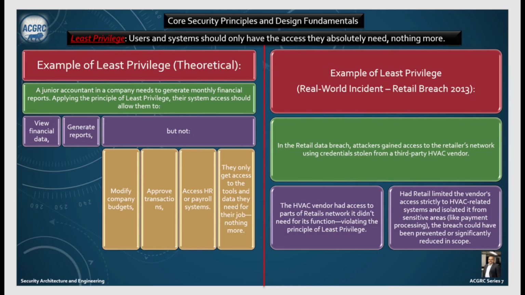Let's start with least privilege. In this, users and systems should only have access they absolutely need, nothing more. Example, theoretical example, if you take a junior accountant in a company who needs to generate monthly financial reports. Applying the principle of least privilege, their system access should allow them to first view the financial data, generate the report, but they should not be allowed to modify the company budget or approve transactions or access HR or payroll systems.